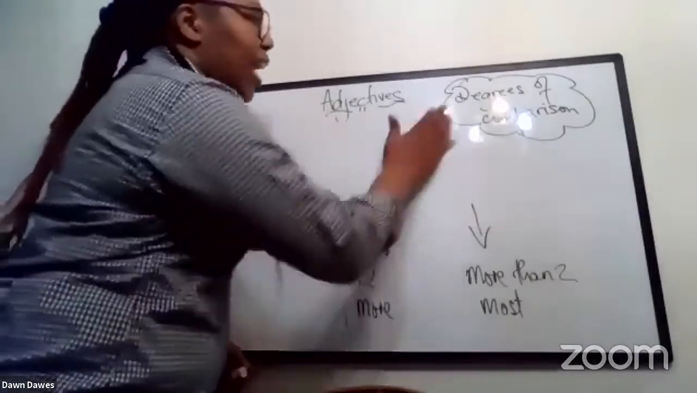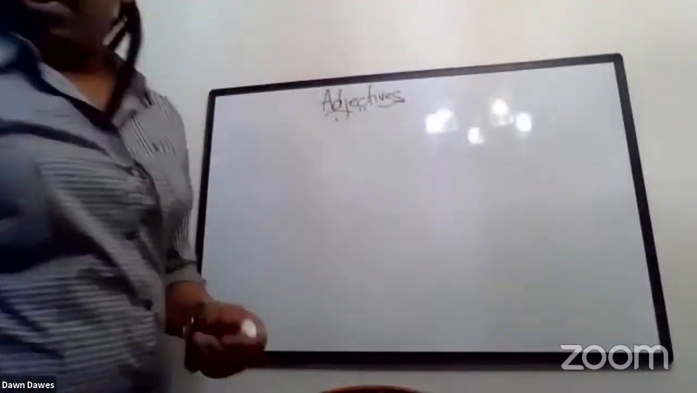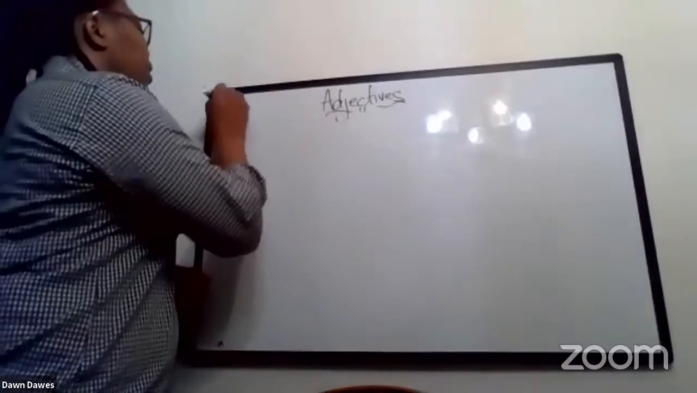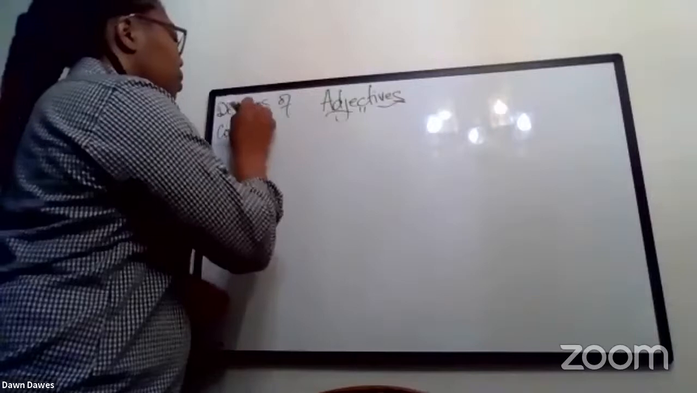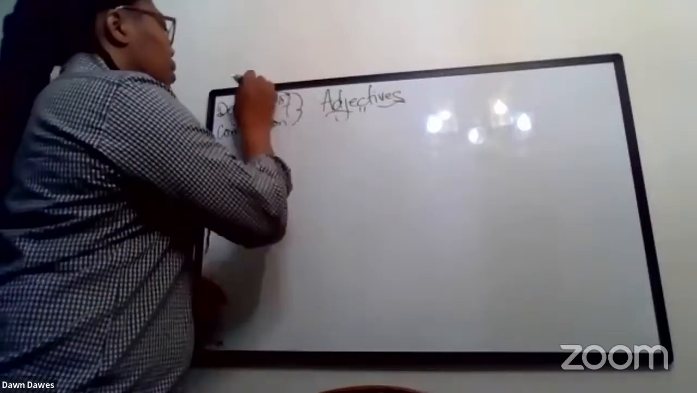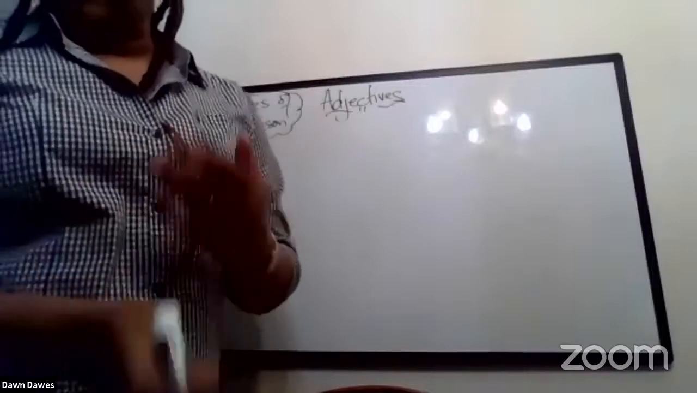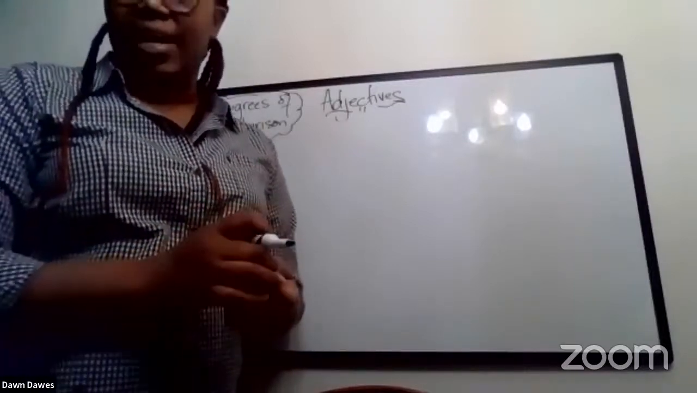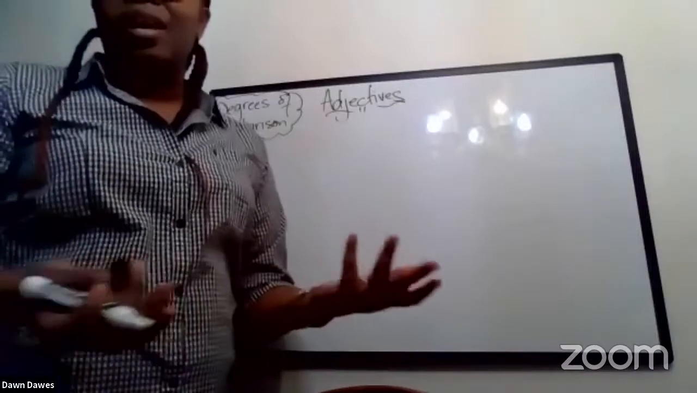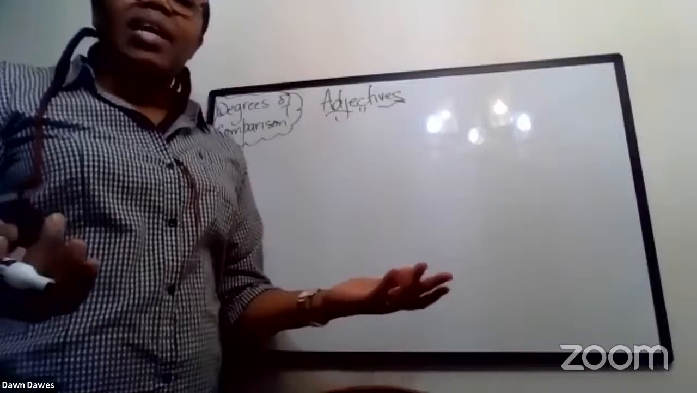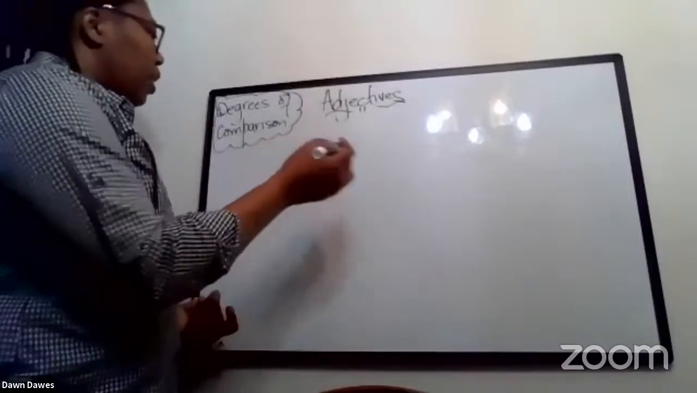So remember, right there, we just looked at degrees of comparison. Let me put it here. Do you know also that we have demonstrative adjectives? Yes. These and those are examples. They indicate the noun. It's basically like when we were looking at the pronouns before. Let me just jot them down here. You have interrogative.